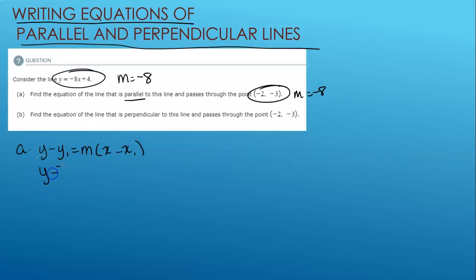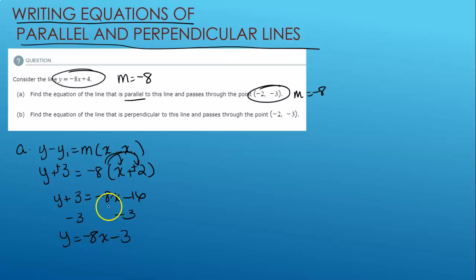So this becomes y minus -3 equals -8 times x minus -2. Keep, change, so this becomes y plus 3. Keep, change, and distribute, so that becomes -8x minus 16. We're going to subtract 3, so y equals -8x minus 19.